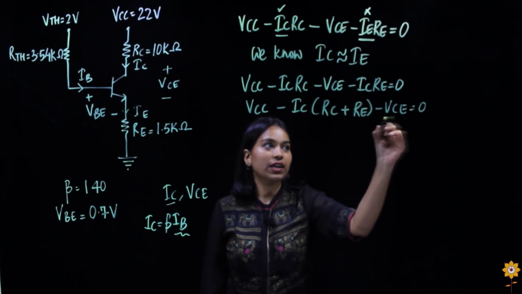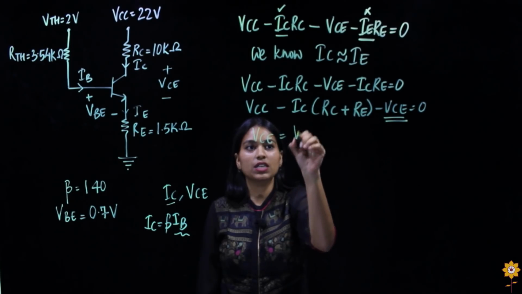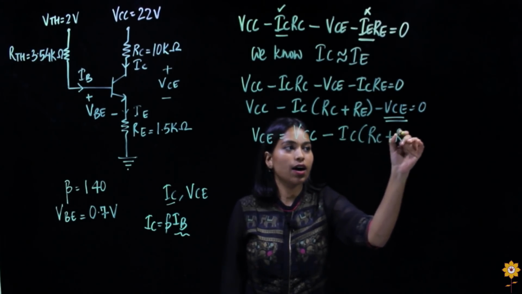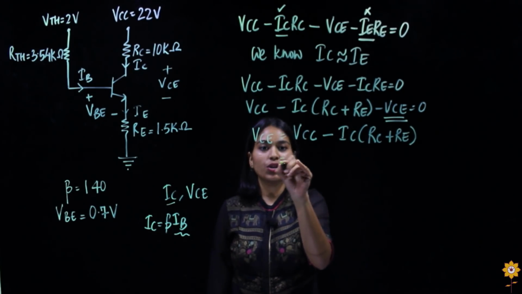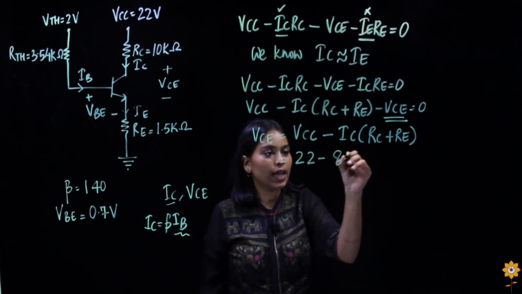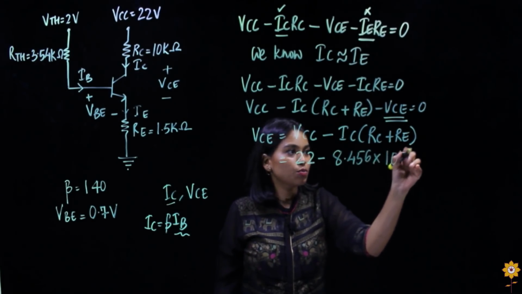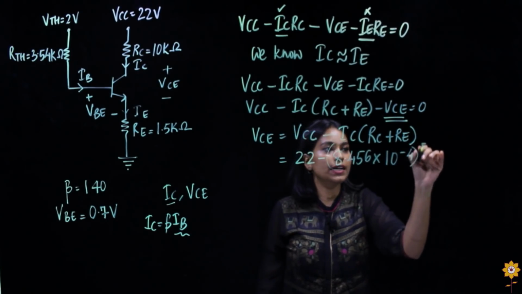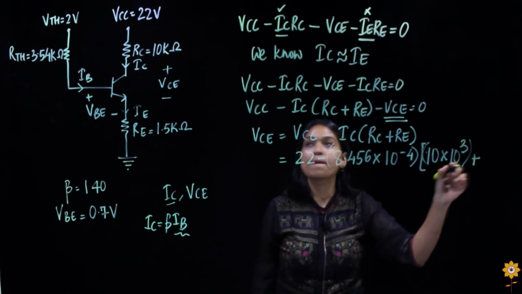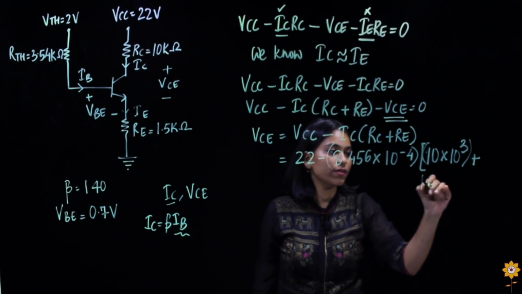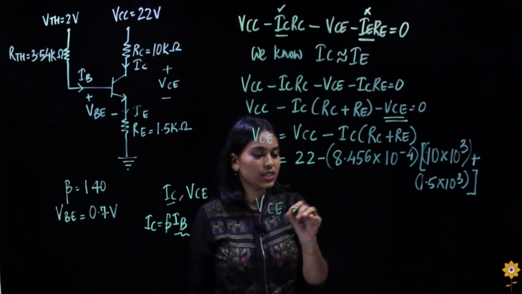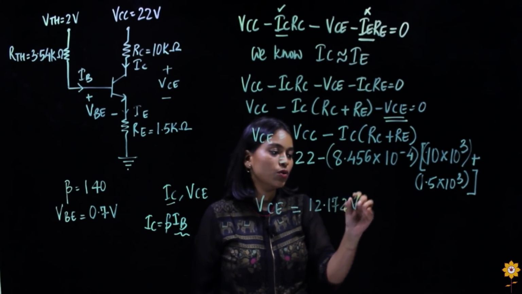Now finally we are interested in finding out VCE. So let's take VCE on one side. So VCE is equal to VCC minus IC into RC plus RE. Now we have the values of all the terms over here. So VCC is equal to 22 volts minus IC, which we already found out, which was 8.456 into 10 raised to minus 4, and RC is 10K. So 10 into 10 raised to 3 plus RE, which is 1.5K. So 1.5 into 10 raised to 3. So once you solve this equation, you get VCE is equal to 12.172 volts.